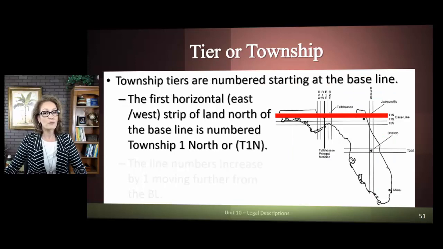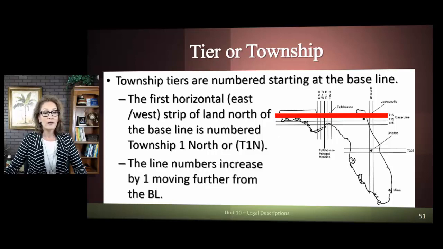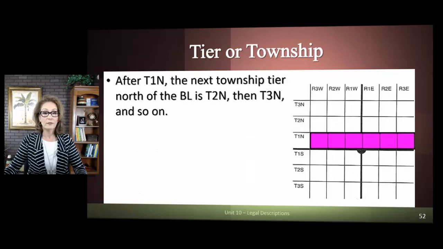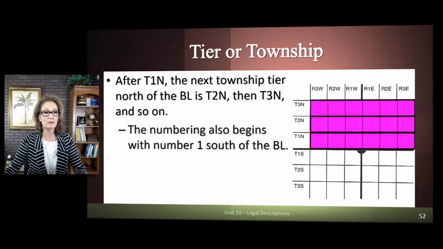Township tiers are numbered starting at the baseline. The first horizontal east-west strip of land north of the baseline is numbered Township 1 North, or T1N. The line numbers increase by 1 moving further from the baseline. After T1N, the next township tier north of the baseline is T2N and then T3N, and so on.